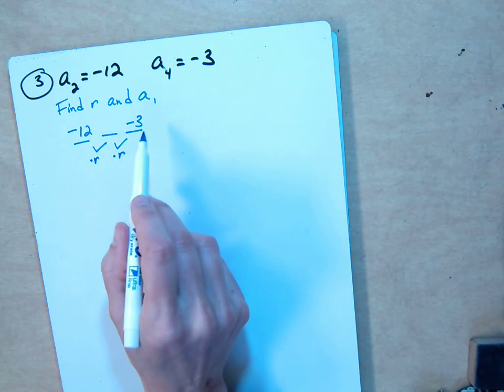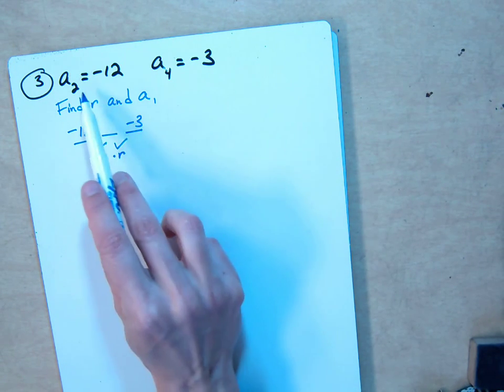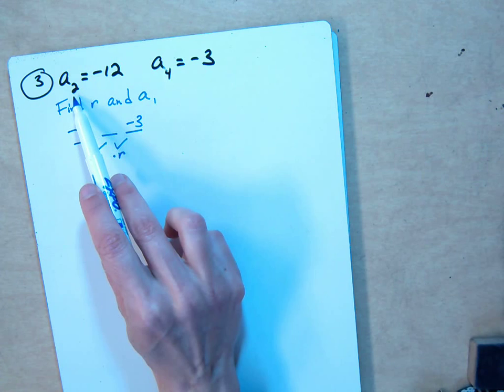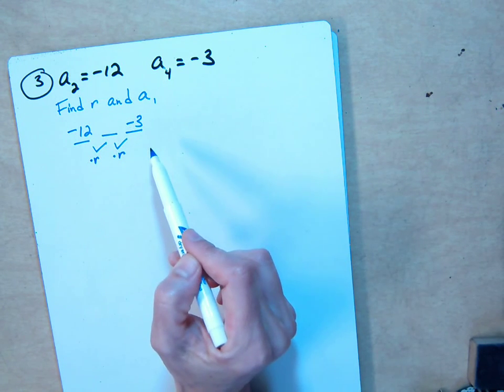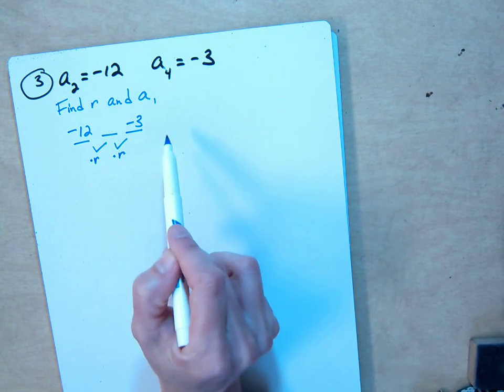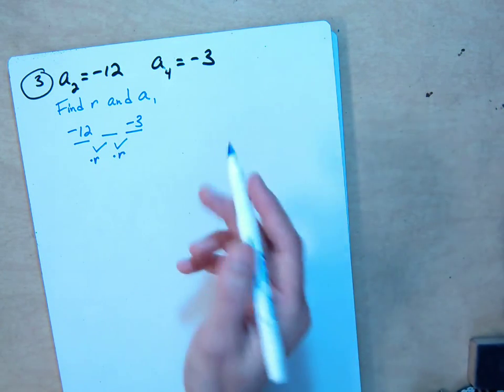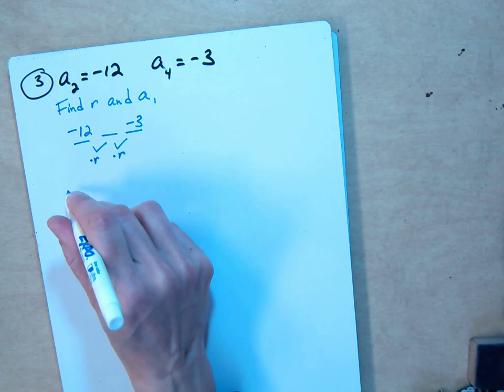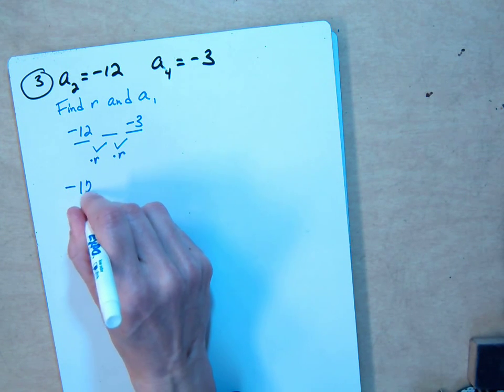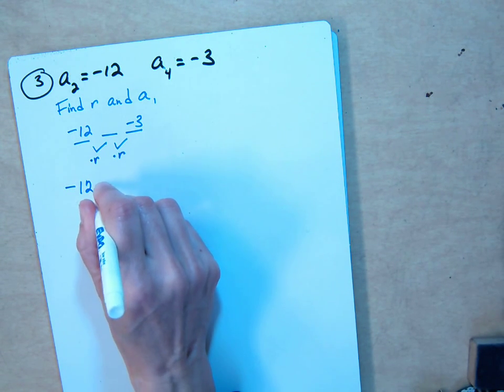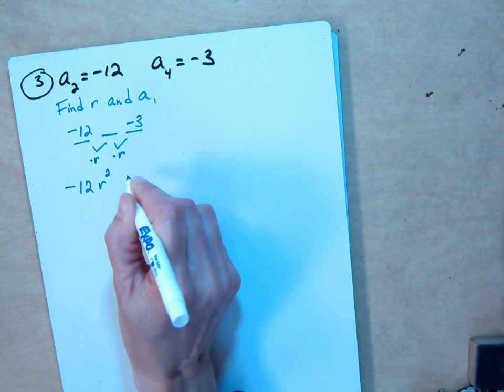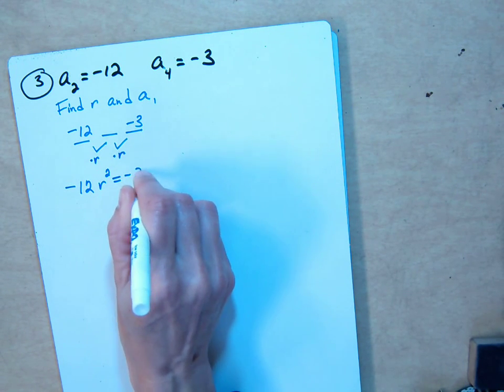Yeah, twice, right? And that makes sense with the indices. If you do 4 minus 2, that gives you 2. So of course you have to do it twice. So you just write an equation. It's not a formula at all. It's just an equation. You would say negative 12, if you multiply it by r twice, that means r squared, you get negative 3.